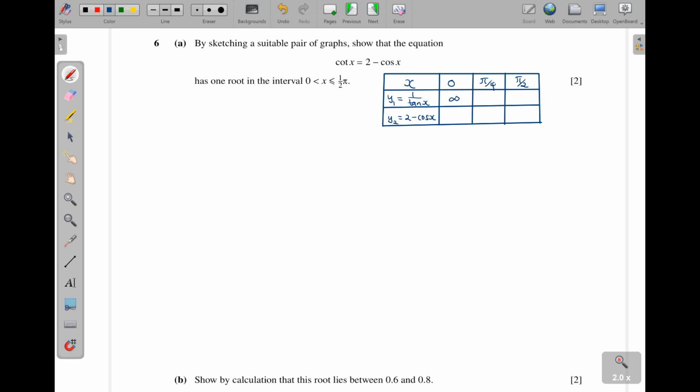Then tan of 45 is going to be 1. So 1 over 1 is 1. And then tan of 90, okay, is undefined. Why? Because we have sine of 90 over cosine of 90. And cosine of 90 is a 0, yet sine of 90 is a 1. So 1 over 0 is undefined.